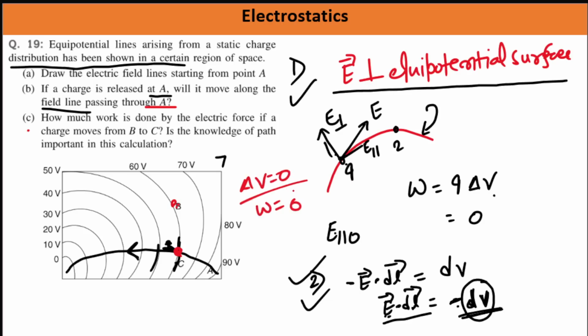That is also zero. Is the knowledge of path important in this calculation? No, because we are talking about electric field, conservative field. It will depend basically on initial and final point, and at both these points, B and C, potential is same, difference is zero, and that is why work done is zero. So that is irrelevant. Okay.